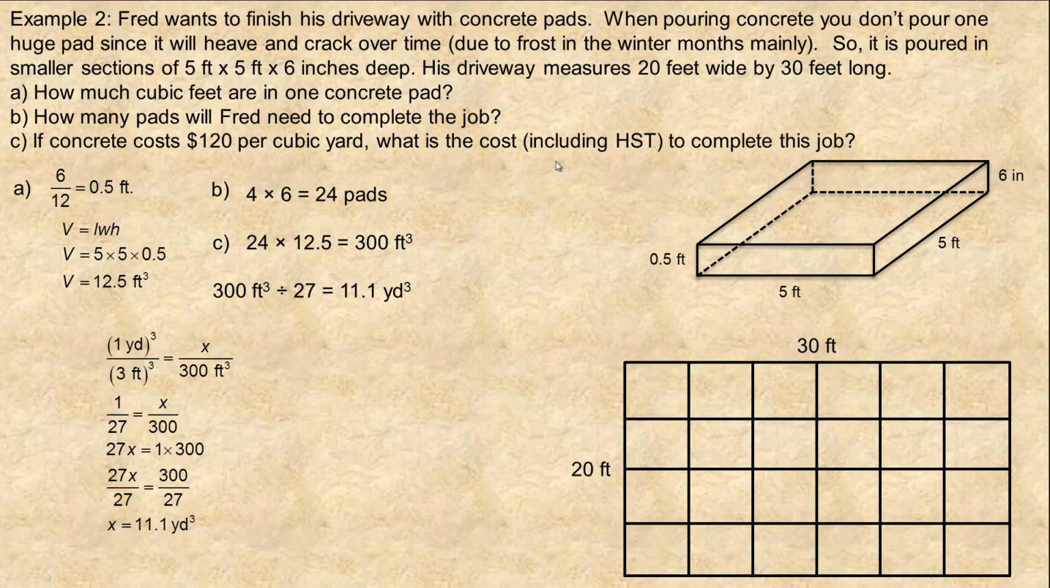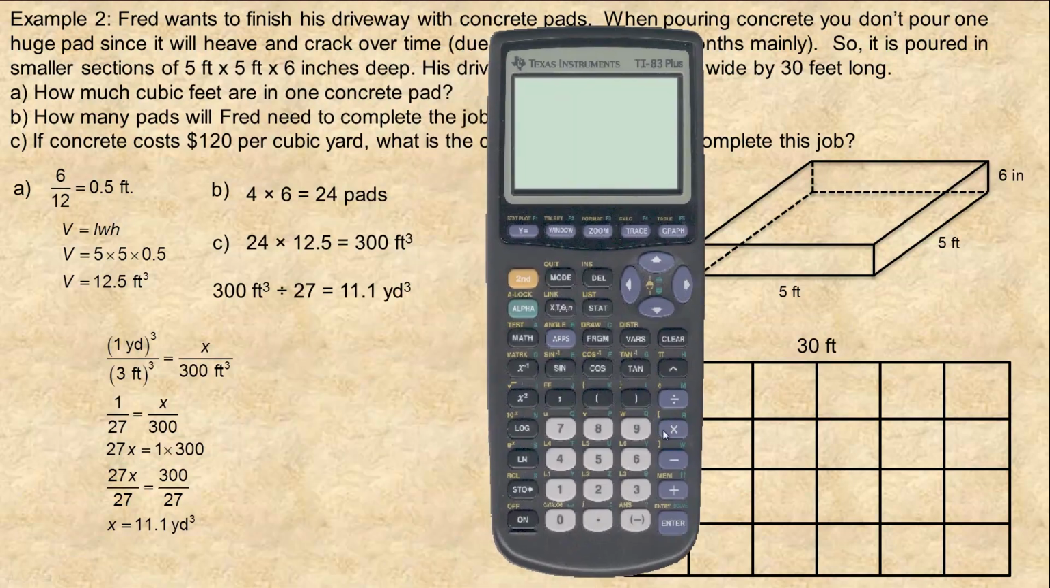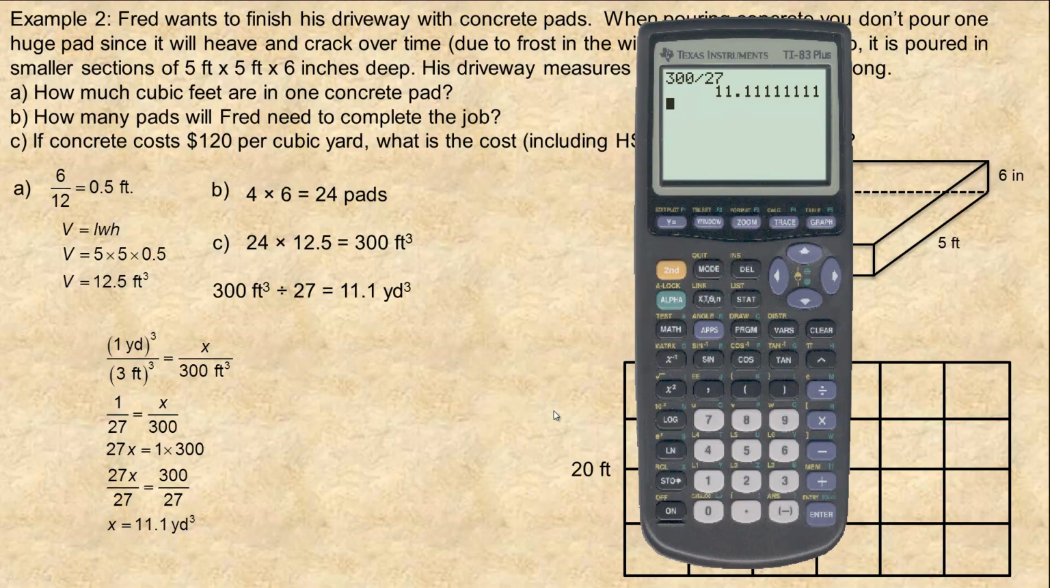So, to figure out the cost, 120 times the 11.1. Each of these costs $120. So we would go, I guess I didn't show the 300 divided by 27 was 11.1. There's my 11.1. So we would take, now you shouldn't round this to 11. If you need 11.1, you shouldn't order 11 because you're probably going to be a bit short on your last one. So you should really order 12 cubic yards. Maybe you have a little bit left over, use it for something.